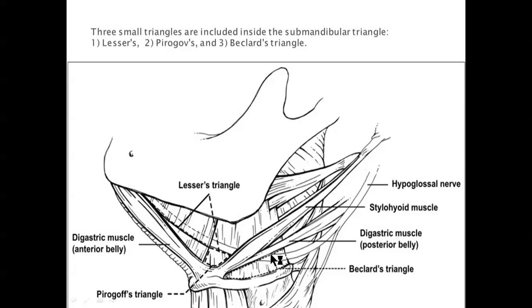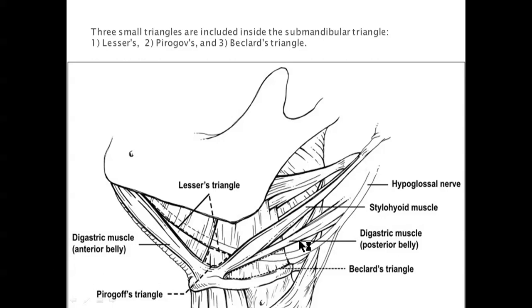Then we have the Beclard triangle. The Beclard triangle is in the posterior part, over here. The importance of the Beclard triangle is cranial nerve 12. The hypoglossal nerve passes through it, so you can easily identify the hypoglossal nerve in the Beclard triangle. Its boundaries would be the hyoid bone inferiorly, the posterior belly of the digastric muscle superiorly, and the intermediate tendon over here anteriorly. So the importance of the Beclard triangle is cranial nerve 12.